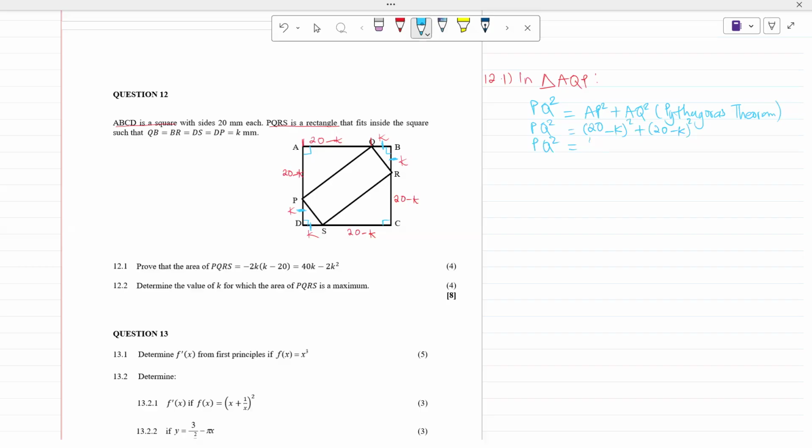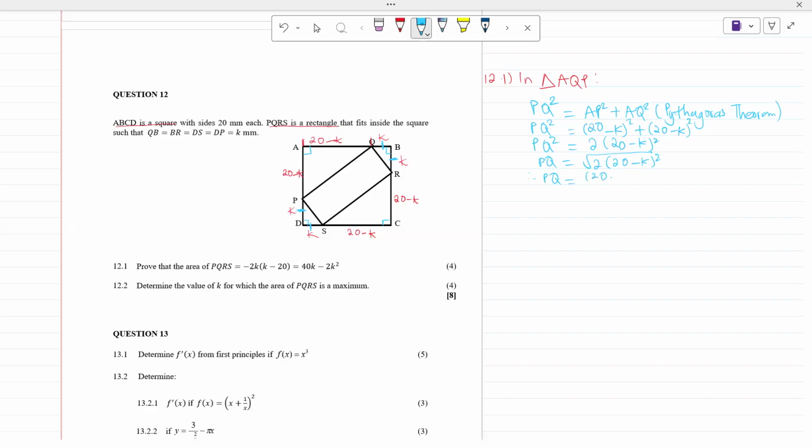And therefore PQ will give me the square root. PQ is a length, so I don't have to write plus or minus. The square root of 2 times 20 minus K all squared. So therefore PQ will give me 20 minus K times the square root of 2.